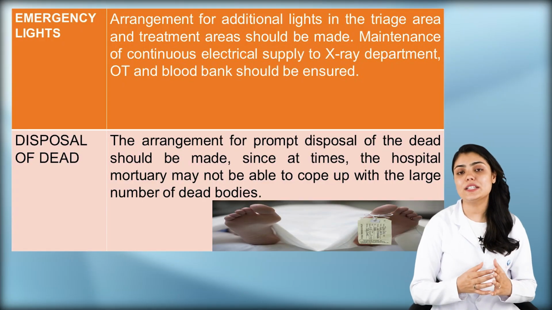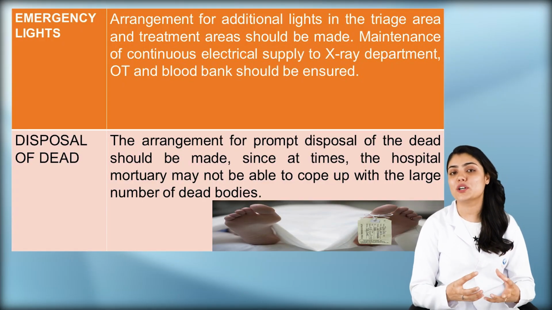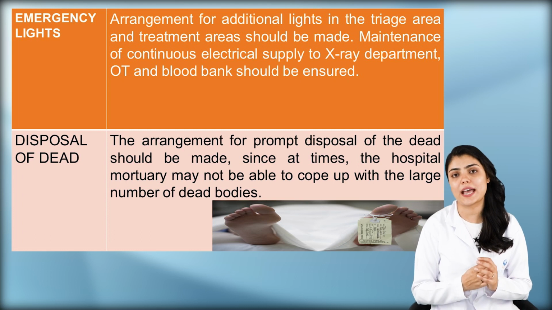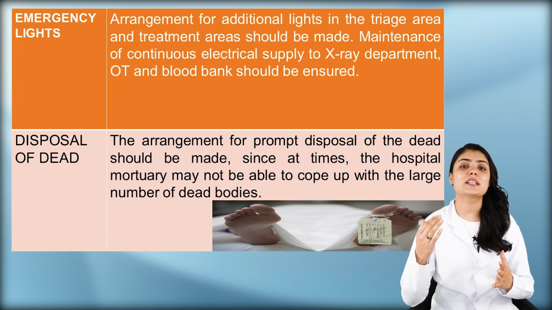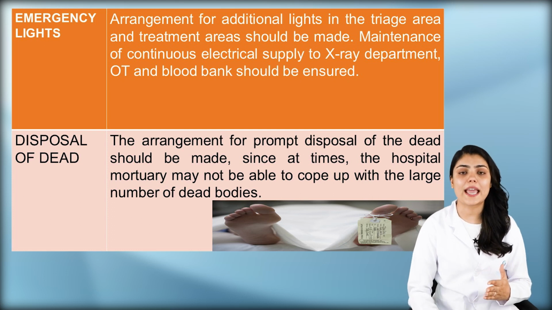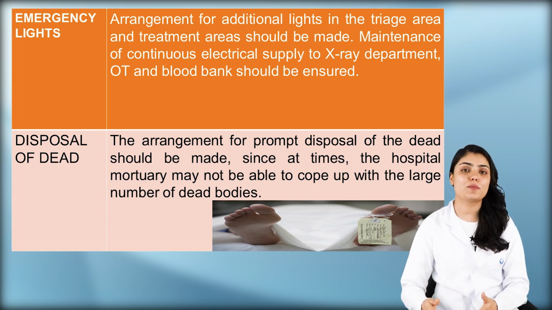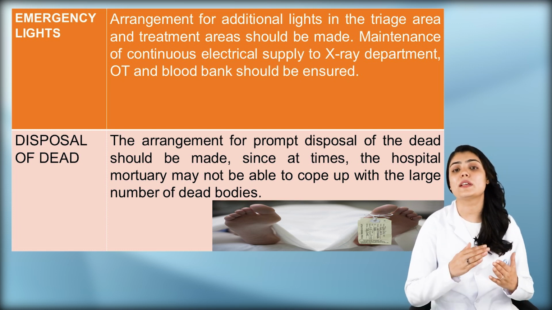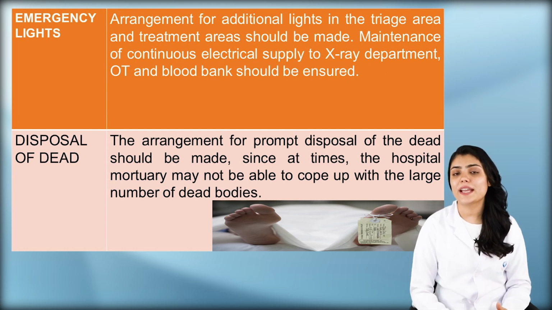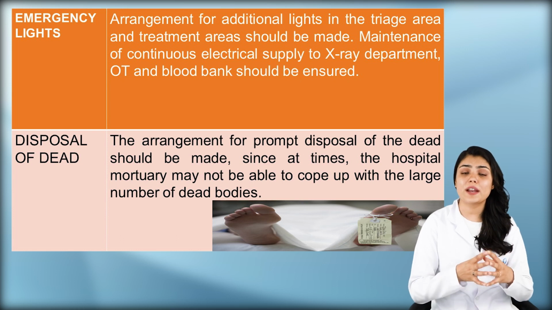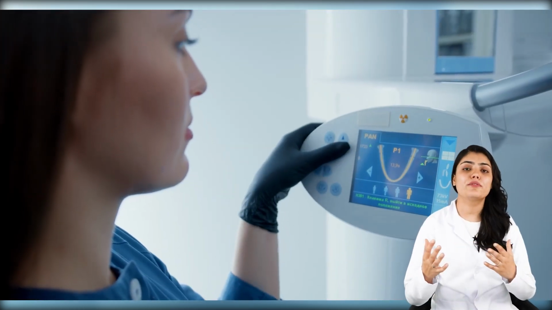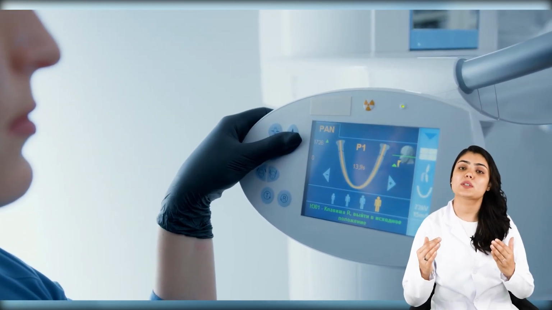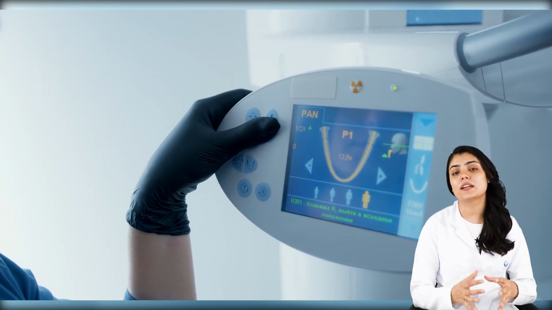Another issue usually seen during a disaster is not having emergency lights. During a disaster, there is damage to the physical infrastructure as well. Therefore, it is obvious that the electric supply to the hospital may also be disrupted. In the triage area and the treatment area, proper emergency lights are to be arranged so that the care provided to the victim is not disturbed. Continuous electric supply is to be maintained, as many different equipment such as X-ray machines, and procedures in the operation theatre, require it. So continuous electric supply must be maintained in hospitals during a disaster.